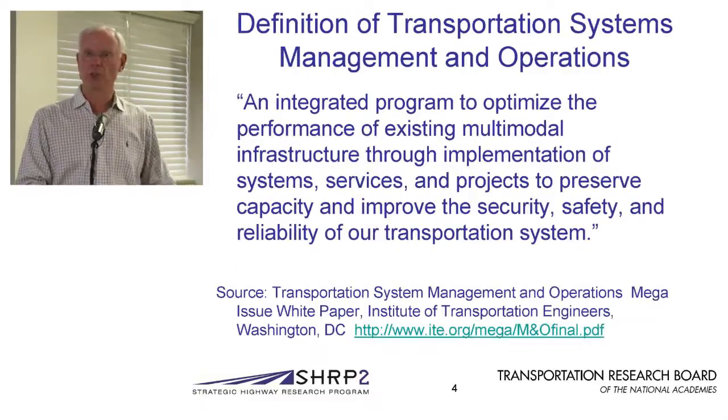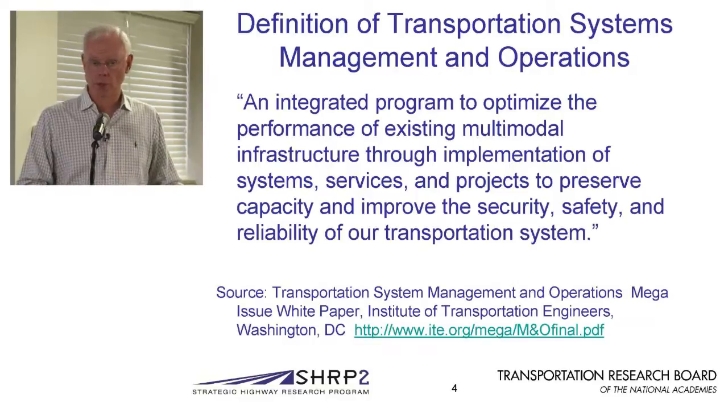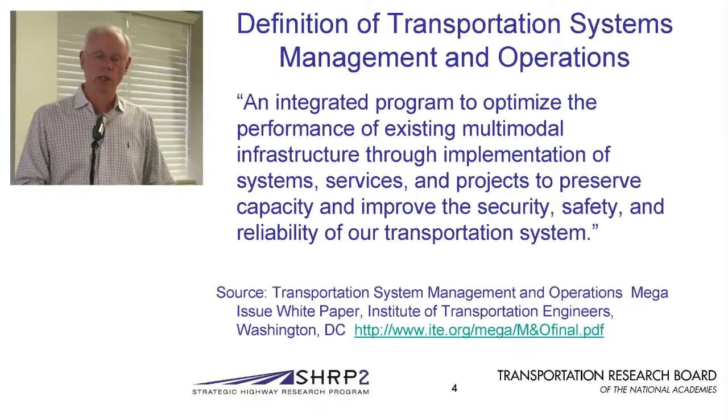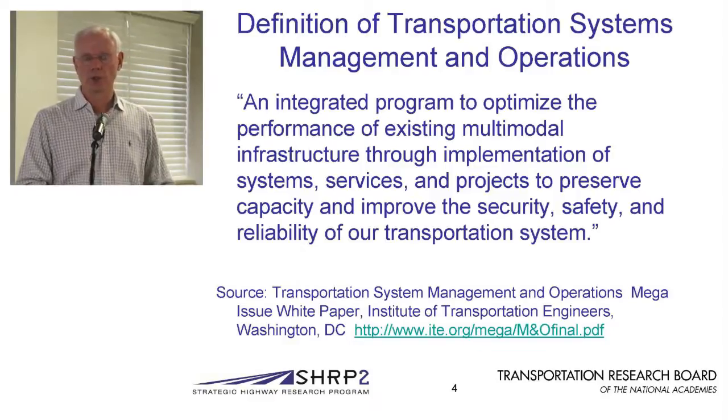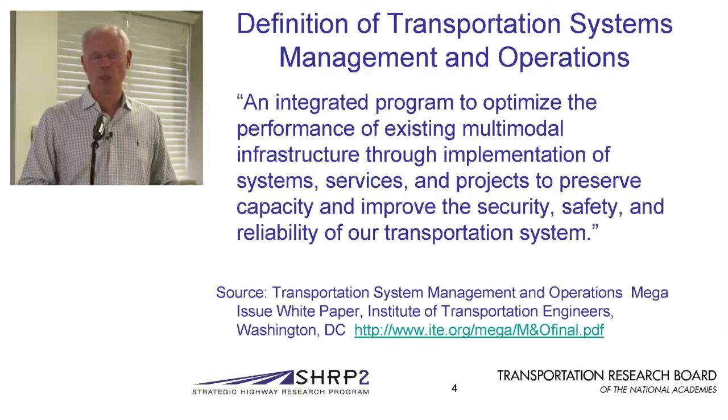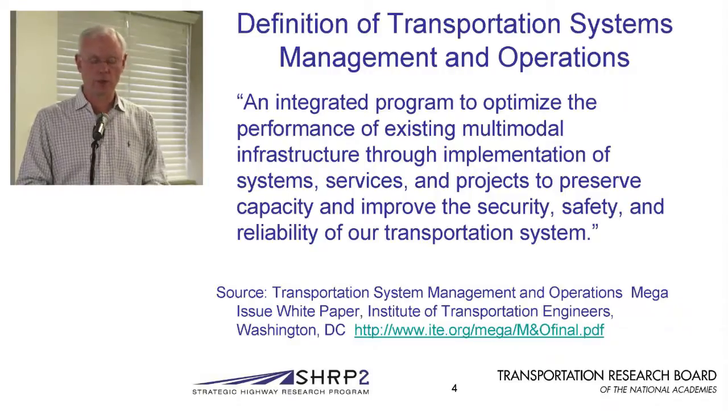This is a definition of TSM&O, comes from the Institute of Transportation Engineers, as you can see on the slide. I'd like to focus on three terms in that definition. The first term I'd like to focus on is performance, the word performance. When we deal with TSM&O, the essence of it is to look at whatever demand and capacity characteristics are out there on the transportation system and try to make the best of those circumstances. So it's really about getting the system to perform as well as it can given the circumstances. So a heavy emphasis on performance.